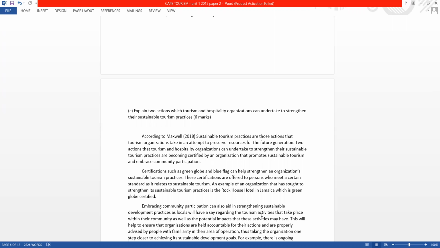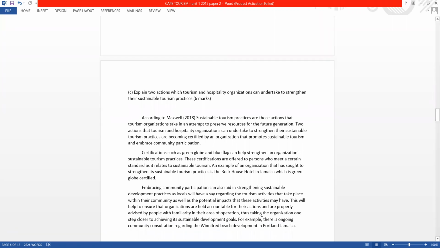The next point is embracing community participation, right? And here I say embracing community participation can also aid in strengthening sustainable development practices, as locals will have a say regarding the tourism activities that take place within their community, as well as potential impacts that these activities may have. This will help to ensure that organizations are held accountable for their actions and are properly advised by people with familiarity in the area of operation, thus taking the organization one step closer to achieving its sustainable development goals.